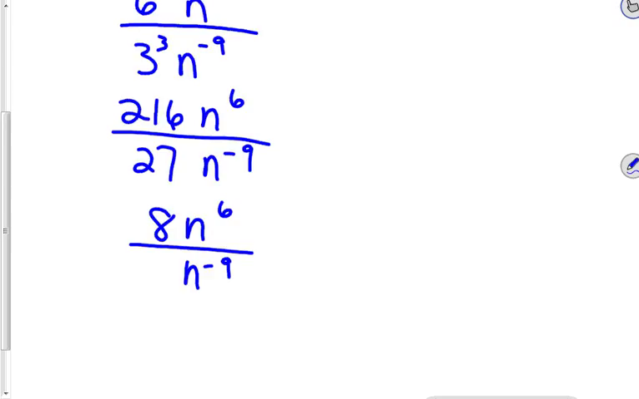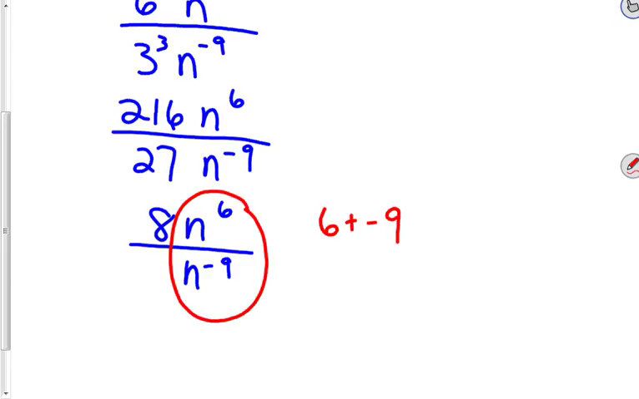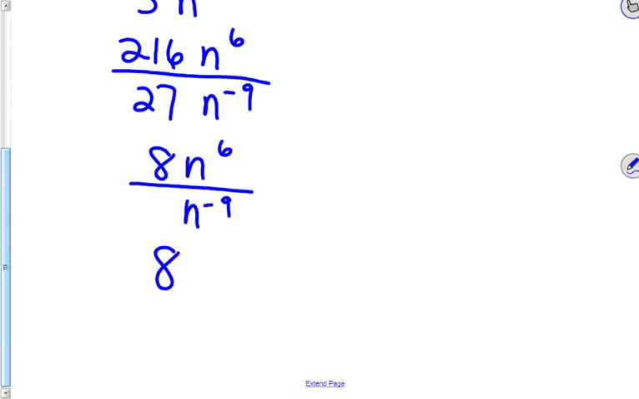Now we're going to deal with the n's. And you can deal with this multiple ways. Some people, as I said, might see this as the quotient rule. And they might subtract the exponents. And 6 minus negative 9 is 6 plus 9, which is 15. Which means they would end up getting 8n to the 15th right away.